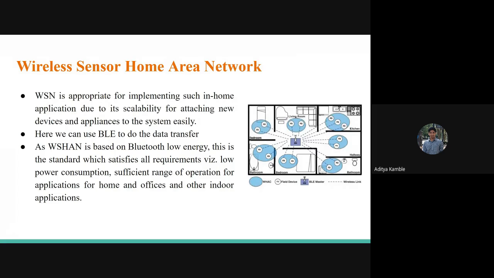WSN is appropriate for implementing such an in-home application due to its scalability for attaching new devices and appliances to the system very easily. Here we are using Bluetooth Low Energy to transfer all the data and connect all the devices. As this network is based upon Bluetooth Low Energy, it will have advantages like low power consumption, sufficient range of operation, and compatibility between multiple types of devices.